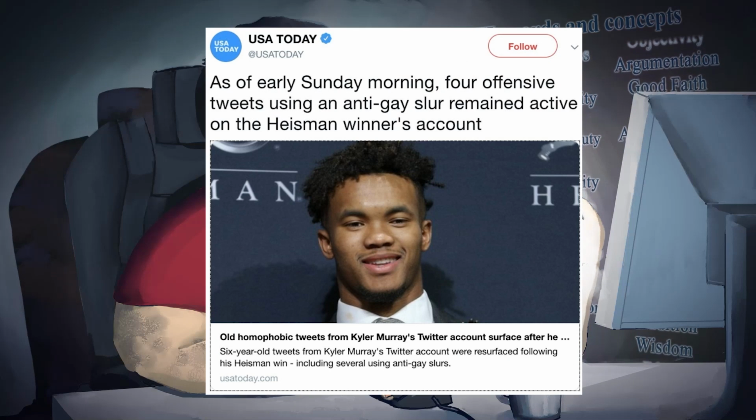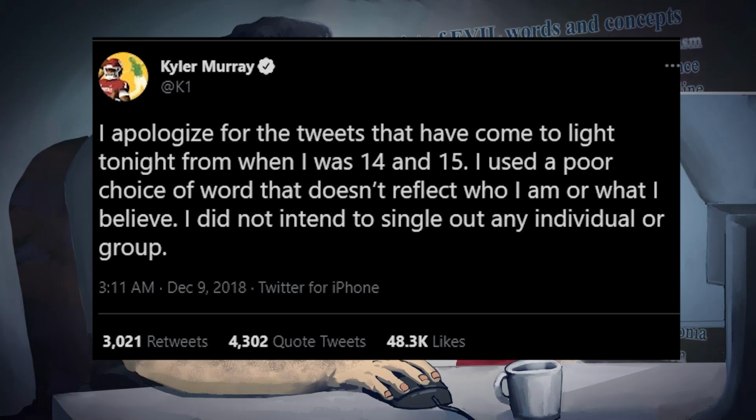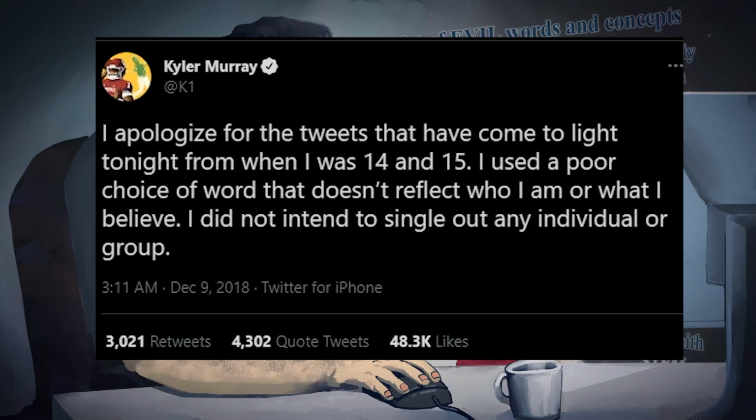As of early Sunday morning, 4 offensive tweets using an anti-gay slur remained active on Kyler Murray's Twitter account. I apologize for the tweets that have come to light tonight from when I was 14 and 15. I used a poor choice of word that doesn't reflect who I am or what I believe.